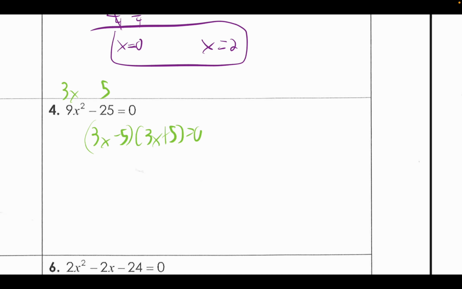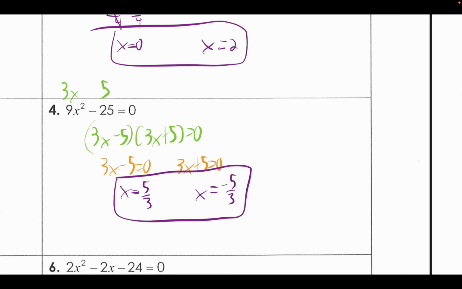From there, we set each of these equal to 0, and we solve. So this first one, I solve it by adding 5, dividing by 3, and I get 5/3. Second one I solve by subtracting 5, dividing by 3, and I get negative 5/3, which, as we mentioned with the last problem, you could write as x equals plus or minus 5/3. And either one is saying the answer.